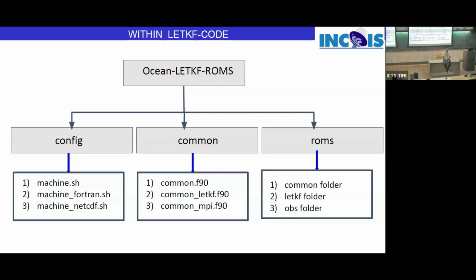Okay? So in machine.sh, you will write the name of the machine. In machine_fortran.sh, you will mention the compiler. Which compiler you are using, whether it is FTN or MPI ifort or whatever it is. It has to be a Fortran compiler. Remember that.